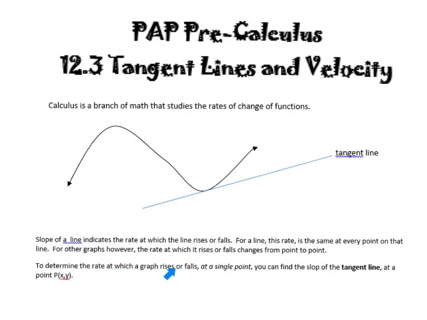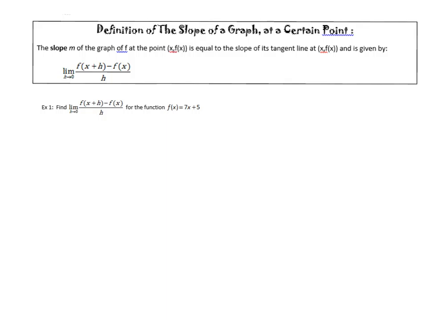To determine the rate at which the graph rises or falls at a single point, so for example, a point right here, you can find the slope of the tangent line at the point P of x, y. Okay, so the definition: the slope m of a graph of f of x at point x is equal to the slope of the tangent line, and is given by this function. So it's the limit as h approaches 0 of f of x plus h minus f of x over h.